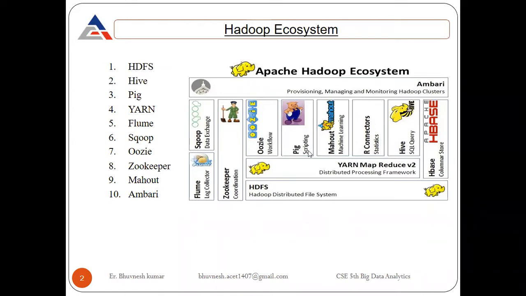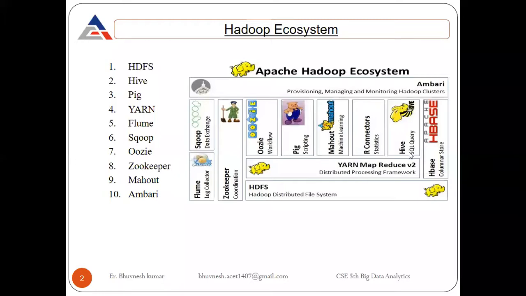Okay, Pig Latin language is used in your Pig, and this is used for processing. Then Mahout is there. Mahout is a concept where machine learning is added. Machine learning libraries. R connector is used for your statistical values.